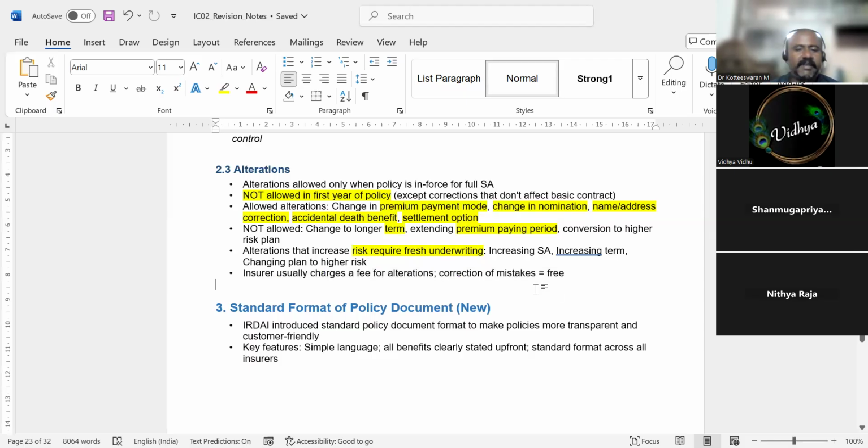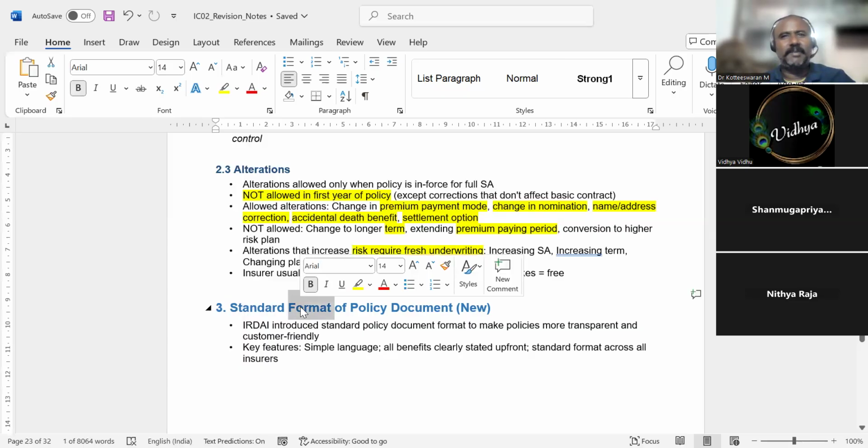The last is very simple: standard format. The policy document should be in a standard format. Every insurance company should not have their policy document in their own format. HDFC a different format, ICICI a different format. They cannot have it like that. So IRDA has given some rules and regulations. This is the format you should follow, which is better understood by the applicant.